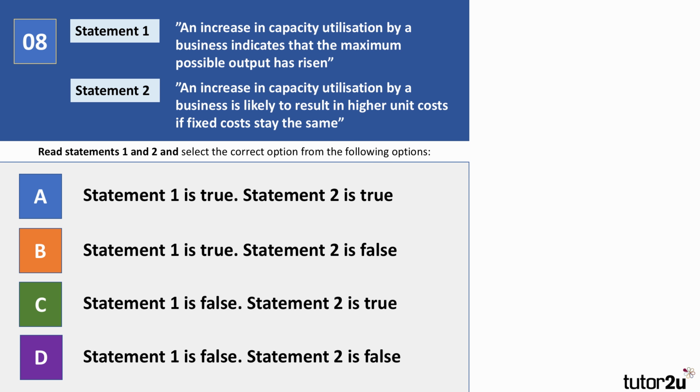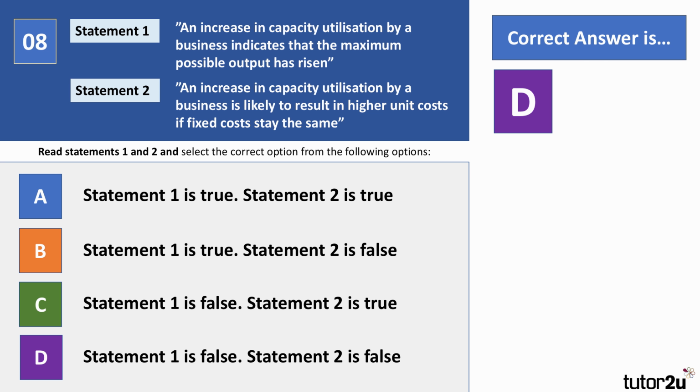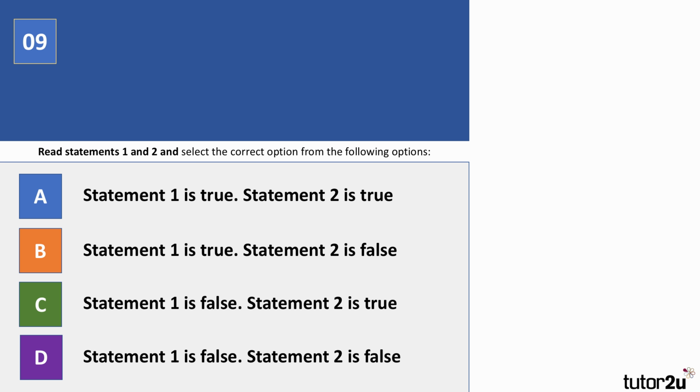An increase in capacity utilisation is more likely to result in lower unit costs if fixed costs stay the same, because an increase in capacity utilisation would imply higher output spread over the same fixed costs, therefore unit costs should fall. So the answer is D. Have a go now at question 9.